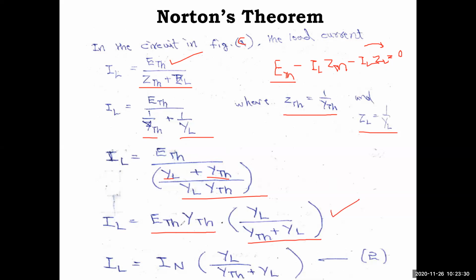So what is from equation 1? ETH into YTH is nothing but Norton's current, right? Equation 1. So just refer to that, and from that you get YL by YTH plus YL. So this is equation number 2.